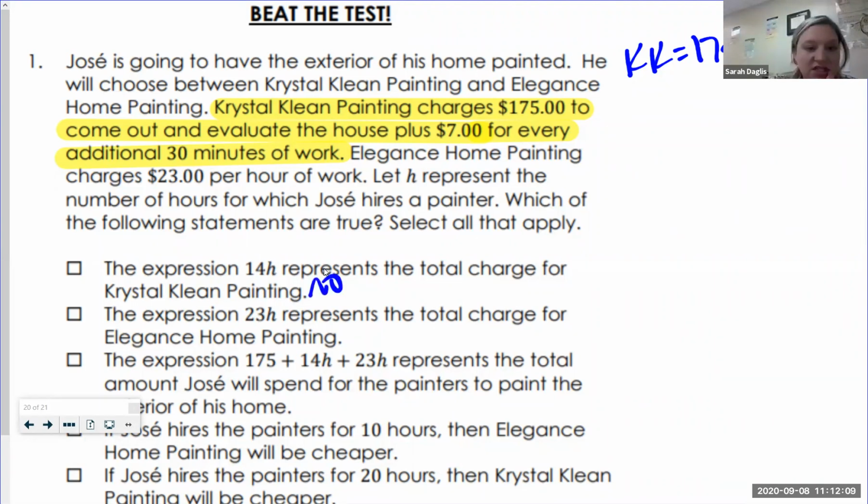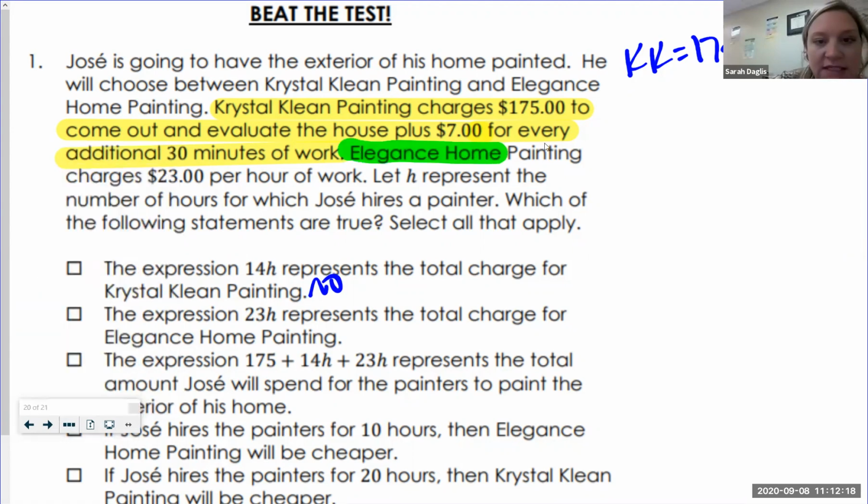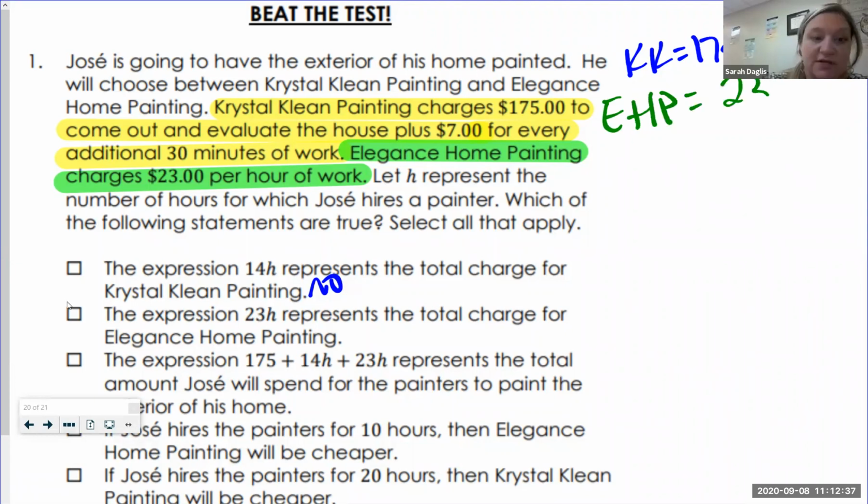All right, the expression 23H represents the total charge for Elegance Home Painting. Okay, so now we're going to look at the other one. Elegance Home Painting charges $23 per hour of work. So if I'm just doing $23 an hour, they're not charging us to come out to our house. They're just going to charge per hour of work. And so all they're charging is $23 an hour. So that is true. That is the expression for Elegance Home Painting.